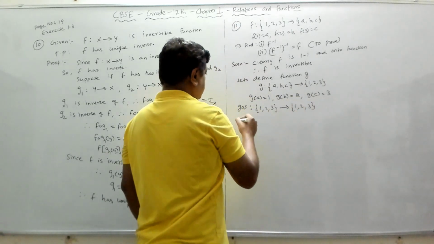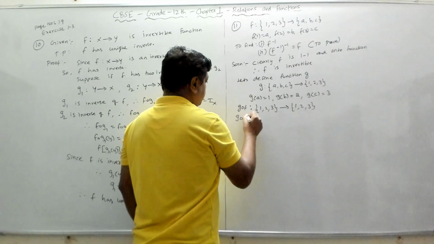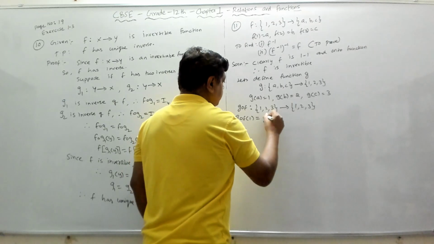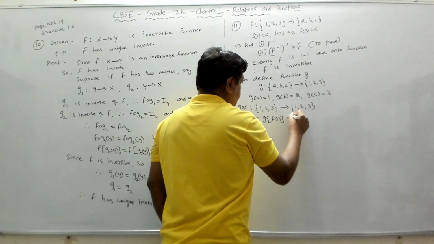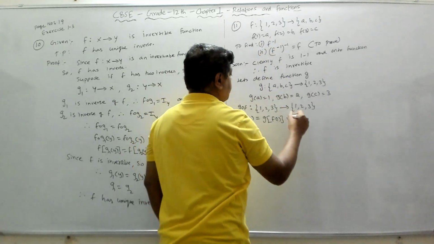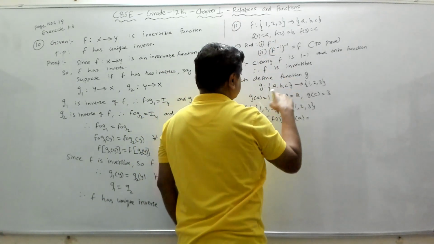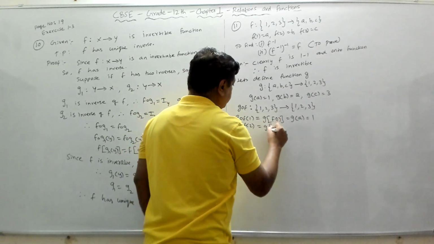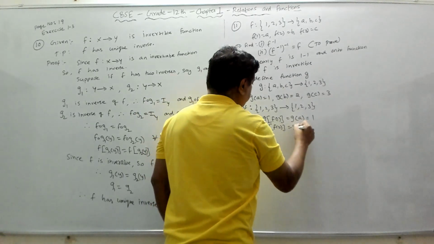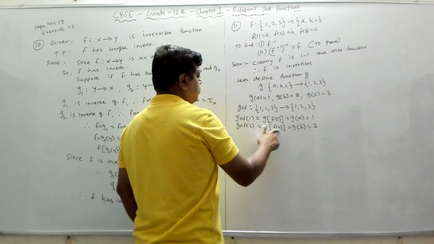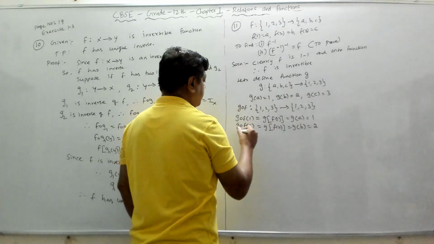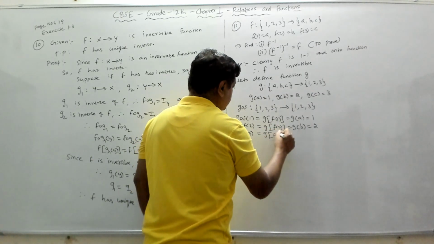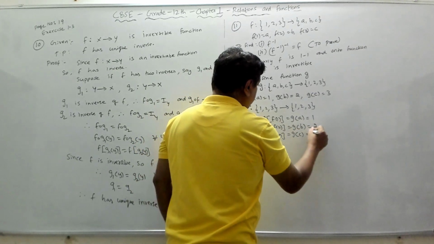Then how do we define that? Now what is g of f of 1? For every element we have to find the mapping. That is equal to g of f of 1, which is g of, and what is f of 1? F of 1 is a. So g of a, and what is g of a? G of a is 1. Similarly, g of f of 2 is g of b, which is 2. So f of 2 is b and g of b is 2. And g of f of 3 is g of c, which is 3.